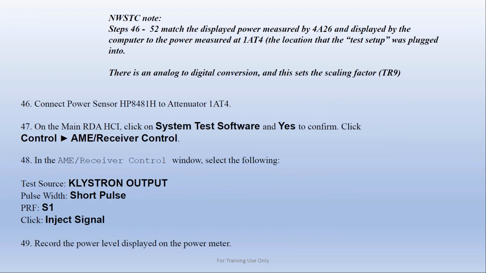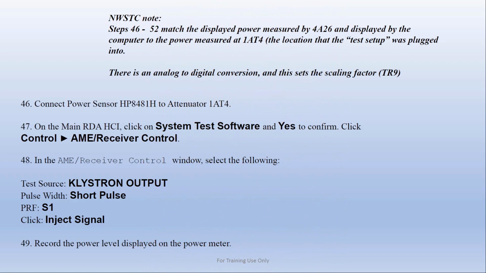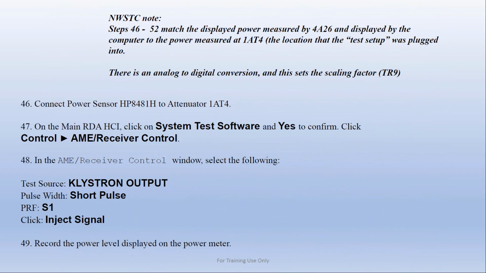The next few steps are going to ensure that the 4A26 power meter in the receiver cabinet agrees with the power that you measure at 1AT4 with an external power sensor. So we're going to use a high power sensor on attenuator 1AT4. You're going to return to your system test software, Control, AME Receiver Control, go back to Test Source of Klystron Output Source, ensure Short Pulse 1, S1, and we'll inject the signal.